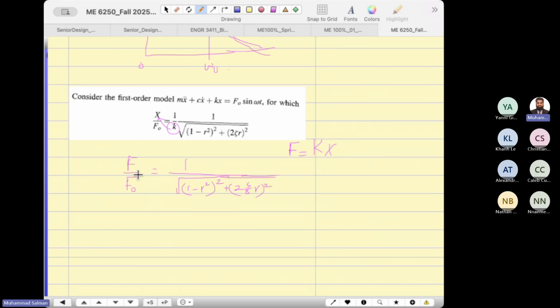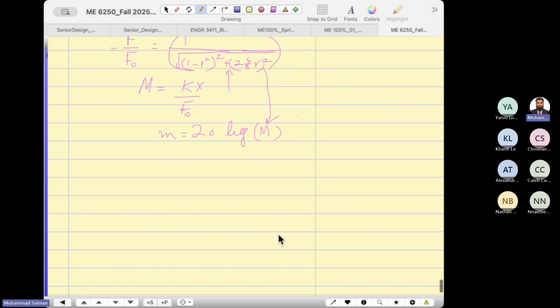So what is this amplitude? I can write out M equals kX over F naught. The output amplitude divided by the input amplitude is the magnitude ratio. So I can write down this ratio in this form, and then I will write down 20 log of this magnitude ratio, and then I plot it in the form of a frequency.